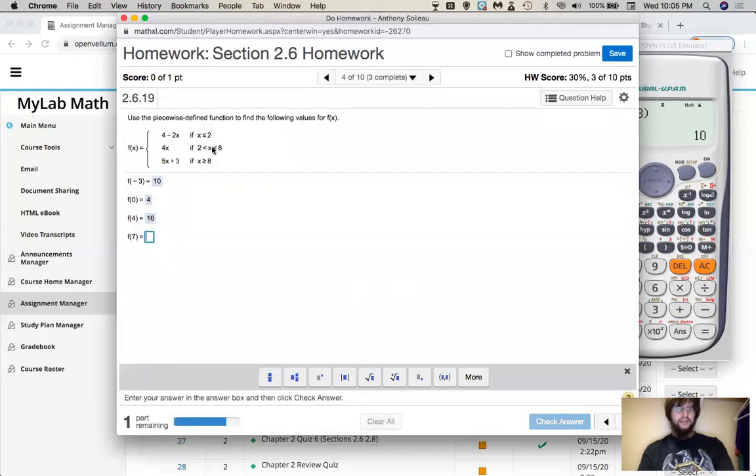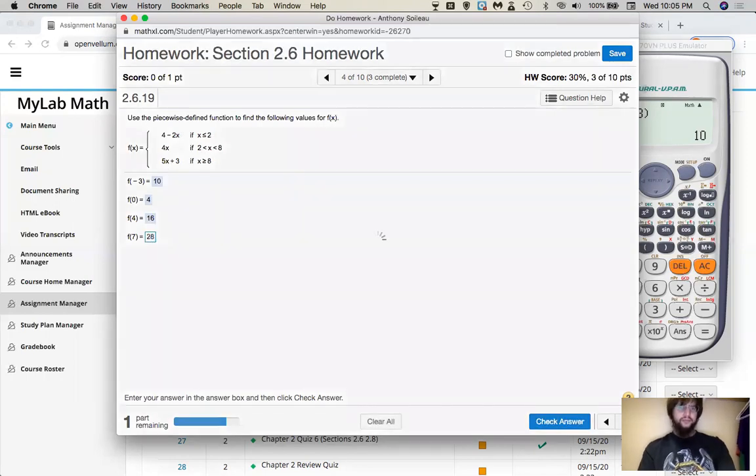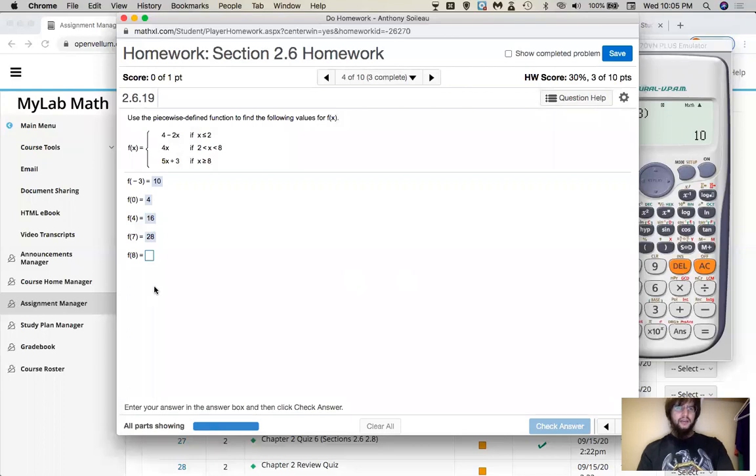7. Is 7 between 2 and 8? 4 times 7, 28. 8. Is 8 between 2 and 8?